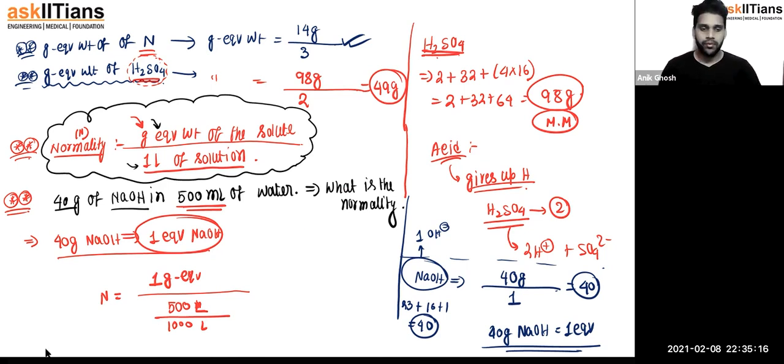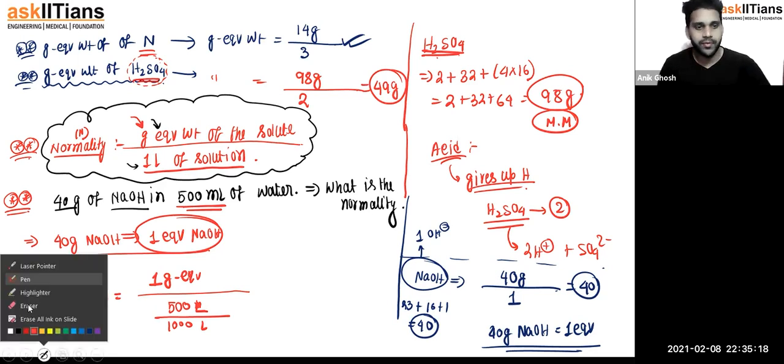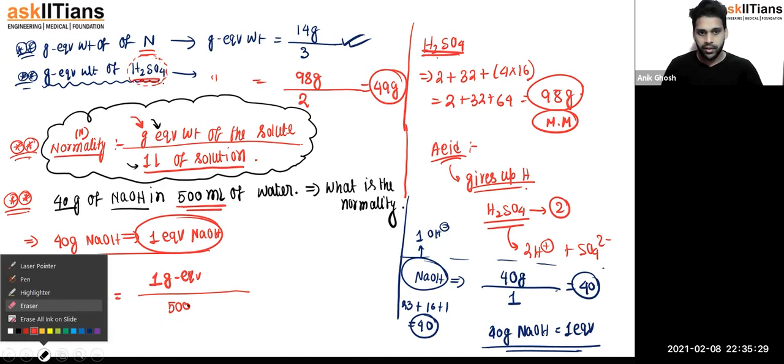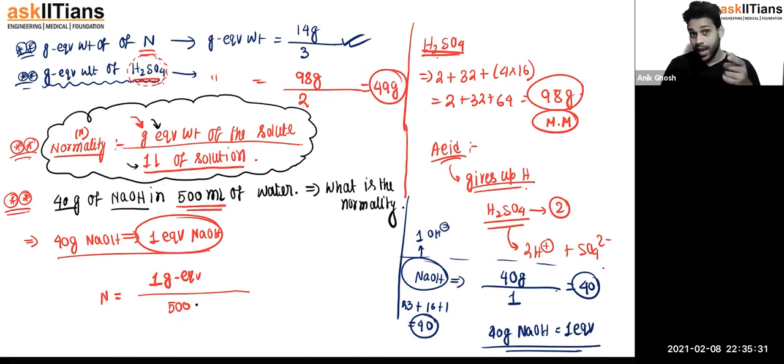What am I saying? Just wait for a moment. Forget about it. Okay, whatever I was saying is wrong. The conversion factor was all okay, whatever I've written. So 500 ml I have, right?